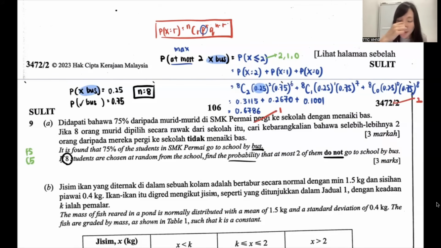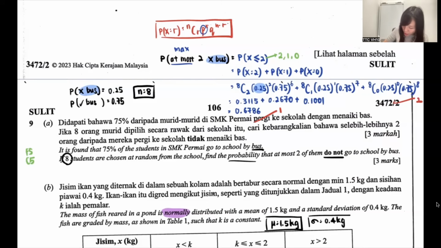Next one, B. The mass of fish, I'm talking about fish now, in a pond is normally, you saw the keyword or not? Normal. So it's what? Normal distribution. 100% using the table. Normally distributed with a mean of 1.5 kg. So now they say the mean is 1.5 kg, and the standard deviation is 0.4 kg.